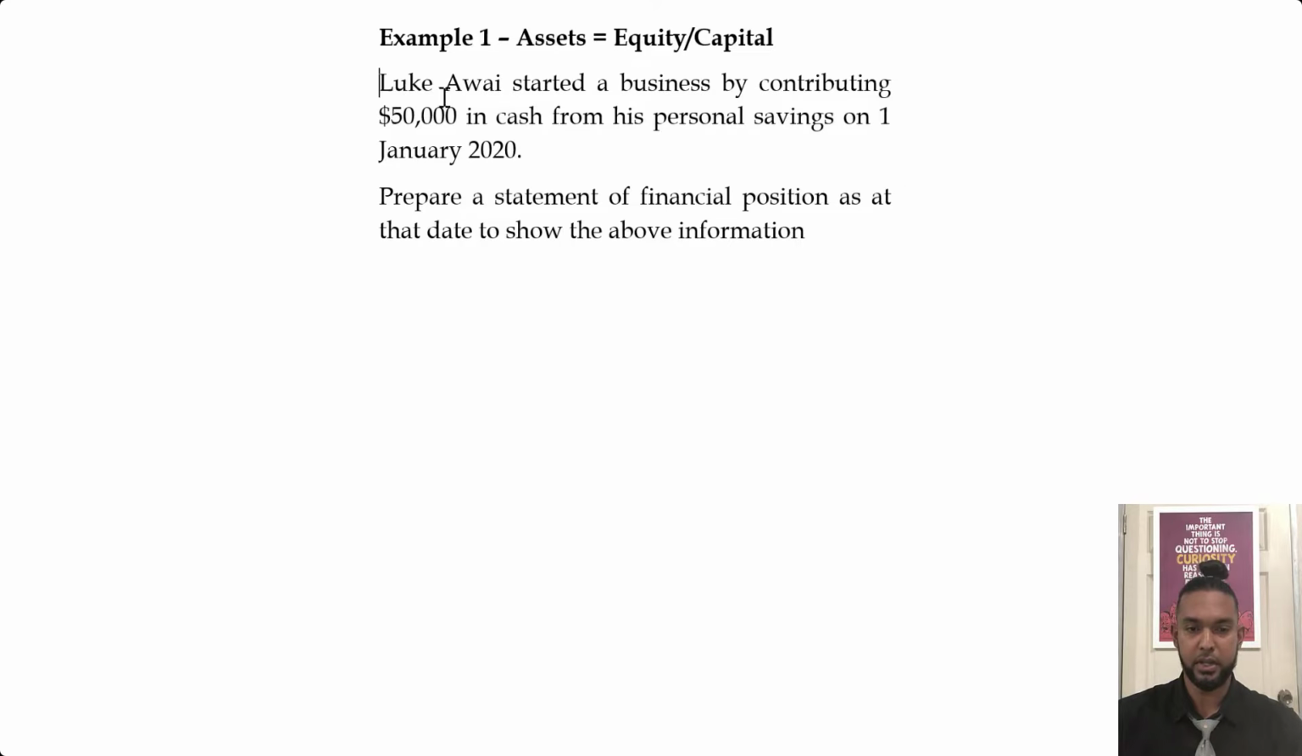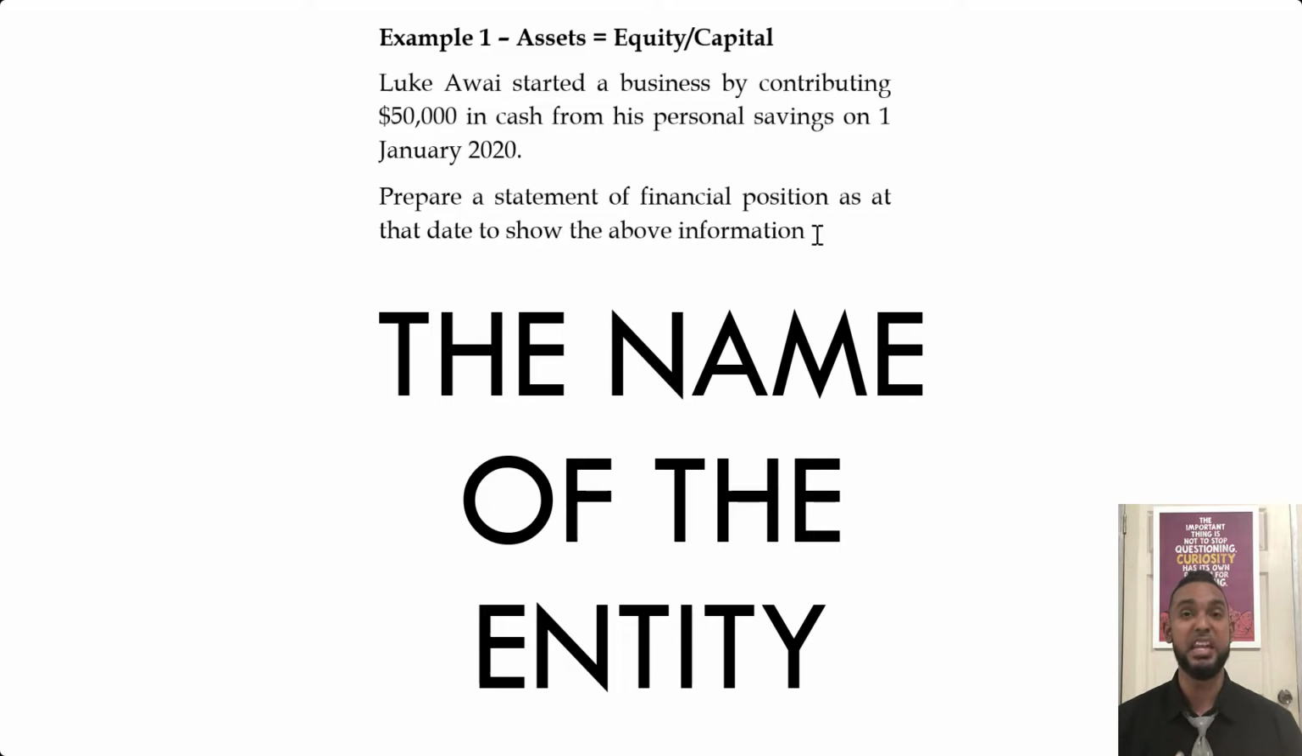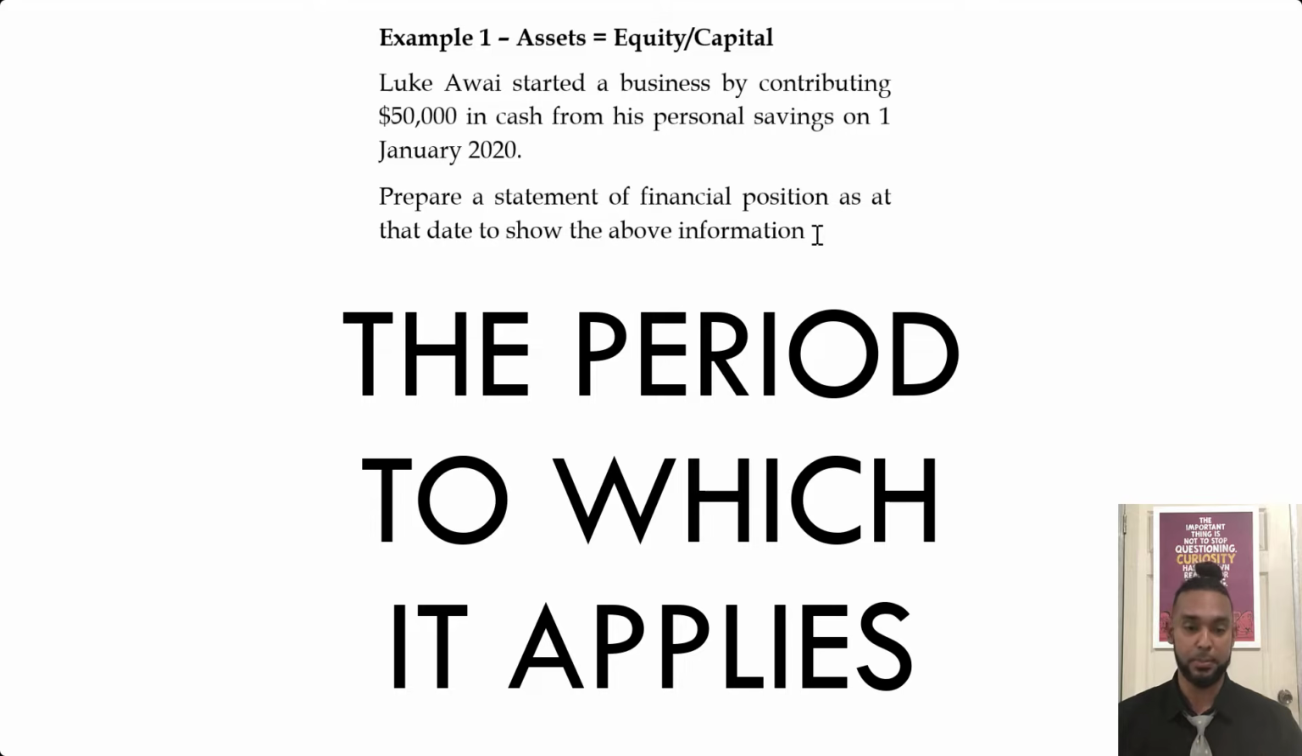Okay, so we're looking at Luca Y, who started a business by contributing $50,000 in cash from personal savings on 1 Jan 2020. So prepare the balance sheet, well, statement of financial position as at that date to show the above information. Okay, so when you're preparing a statement of financial position, a balance sheet, any financial statement, you need the name of the entity, the name of the statement, and the period to which it applies.